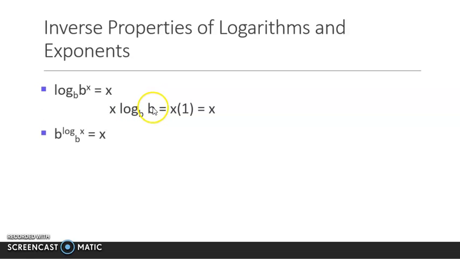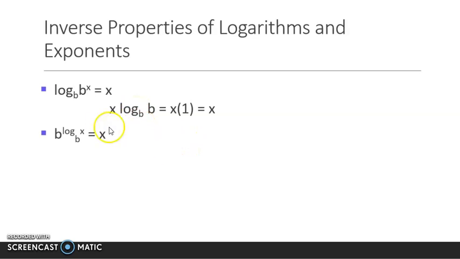So if you use the power property to take the exponent and move it to the front, you get this. And then log base b of b. So it's saying b to what power is b? Well, that's b to the first power is b. So really this is x times 1, which is x. So that's where this comes from. It comes from that property.